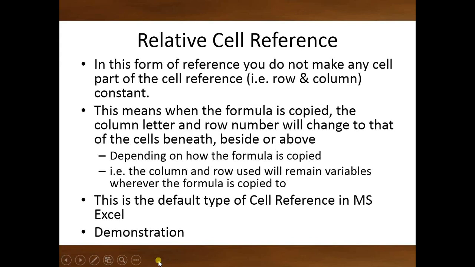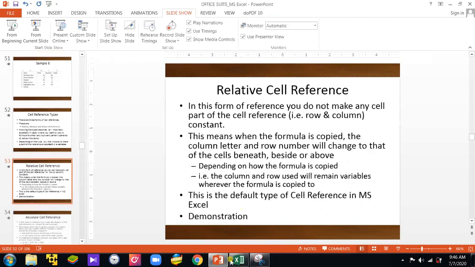With relative cell references, the column and row headings used, when the formulas are copied, will remain as variables, irrespective of where the formula is copied to. This is the default type of cell reference in Microsoft Excel. That is, the relative cell reference is the default type of cell reference. Let us have a demonstration of this.